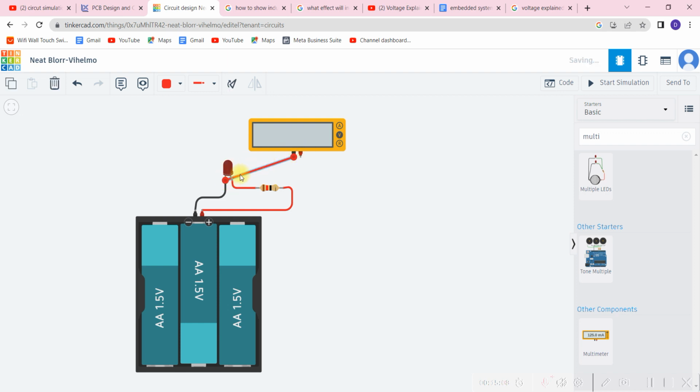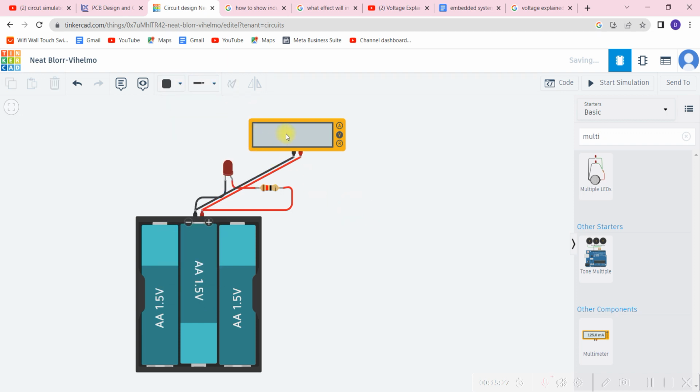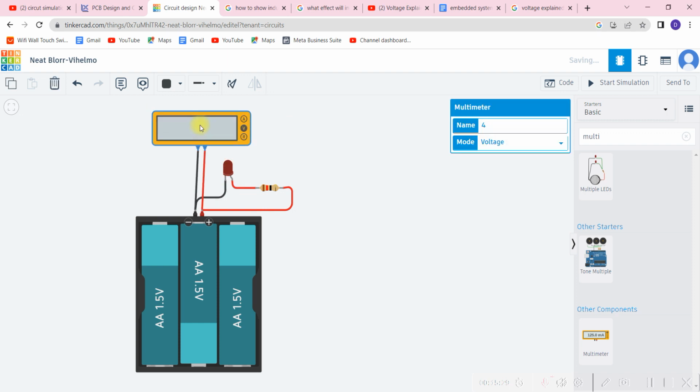Okay, no, let me not put it there. Let me put it here and here. All right, so now I can measure the total current in this circuit. To do that, let me make this wire black just to not confuse anybody. All right, so now let's start the simulation.